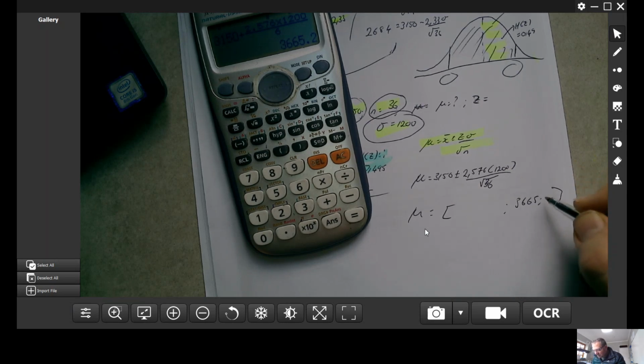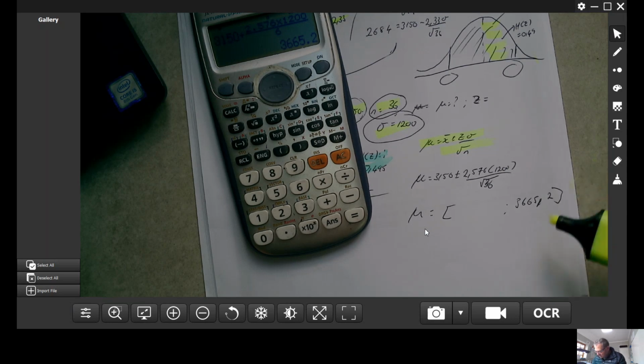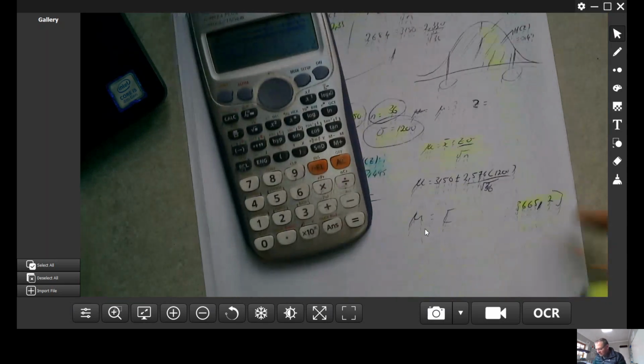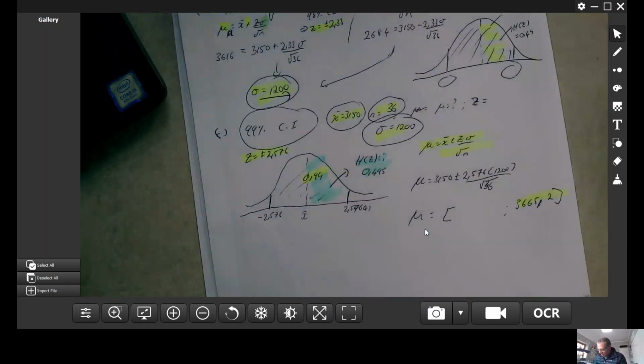3665.2. It should be more spread out than the other interval because we're getting more accurate. You can see the upper boundary is more spread out than the original upper boundary for a 98%, but not much, because there's not much difference, only 1%.